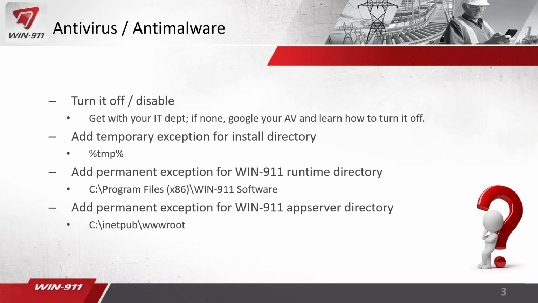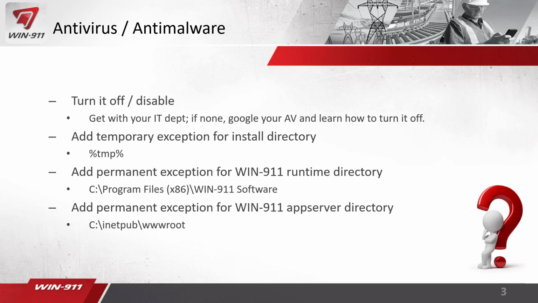Alright, so first, antivirus, anti-malware. So when you're first doing the install, obviously antivirus or anti-malware software's purpose is to block specific software that it's unsure of. It can cause some issues with installing Win911. So the best thing to do is just to turn it off temporarily, disable it. You need to get with your IT department who's in charge of it. If you don't have an IT department and it's just a local antivirus that you can actually control, just Google it and take a look at how the settings are turned off or disabled, or put some temporary exceptions in there.